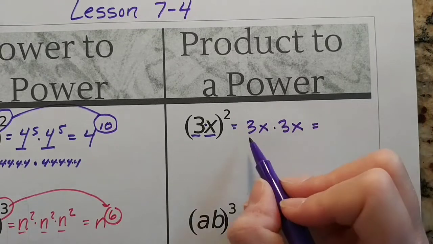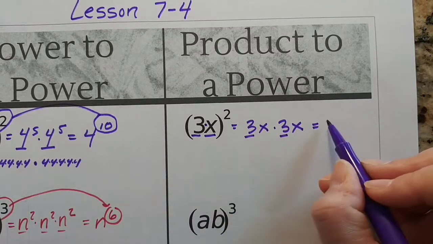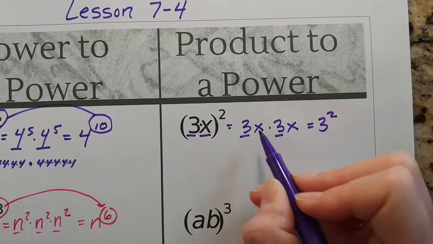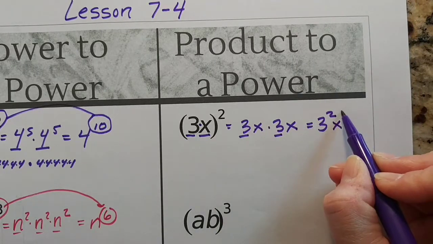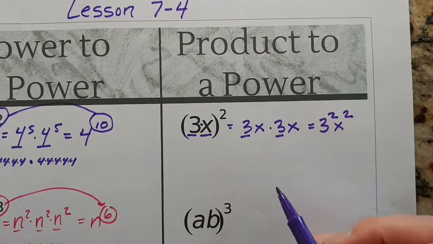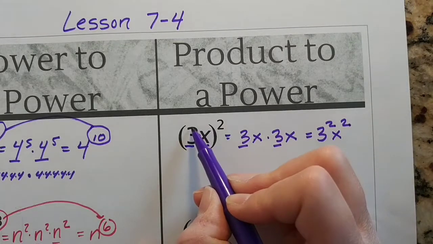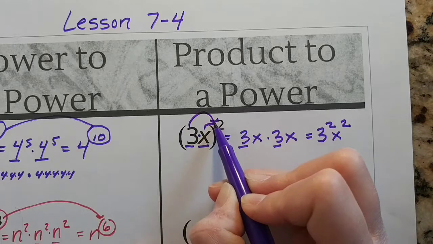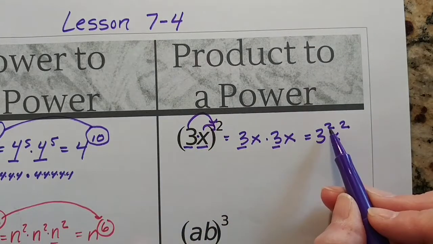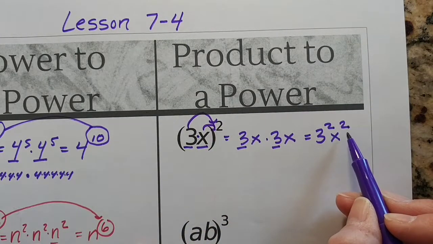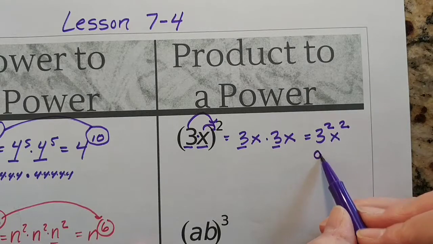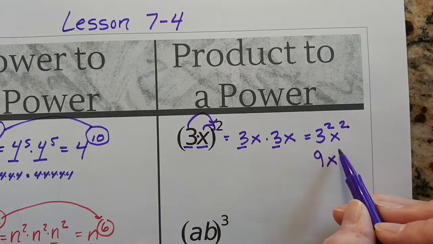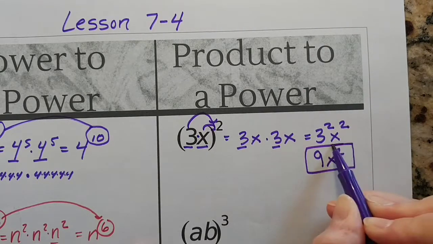Now I'd like you to notice here that the 3 times 3 could be written as 3 squared. And the x times x could be written as x squared. Now do you notice here that the 3 and the x, because they were both in the parentheses, they both had to be raised to the 2nd power. The 3 is to the 2nd power, and so is the x. Now in this case, I could simplify. We know that 3 squared is 9. And this would be my final answer.